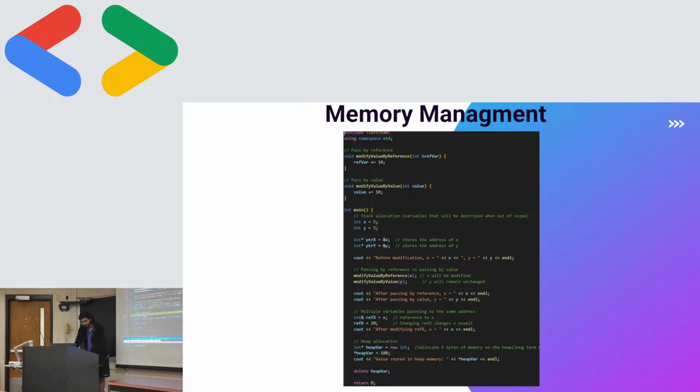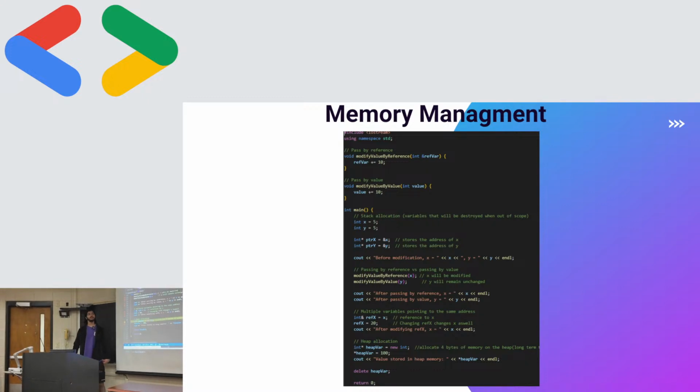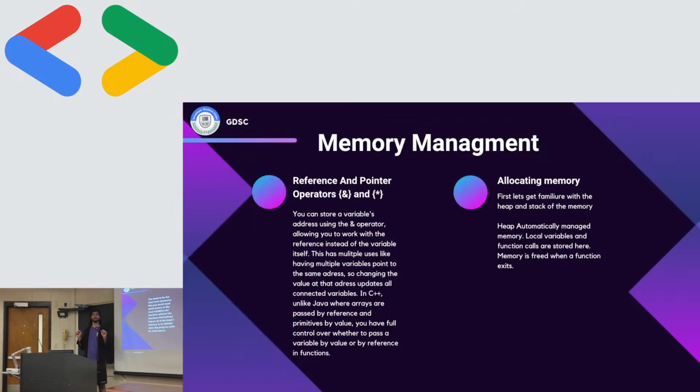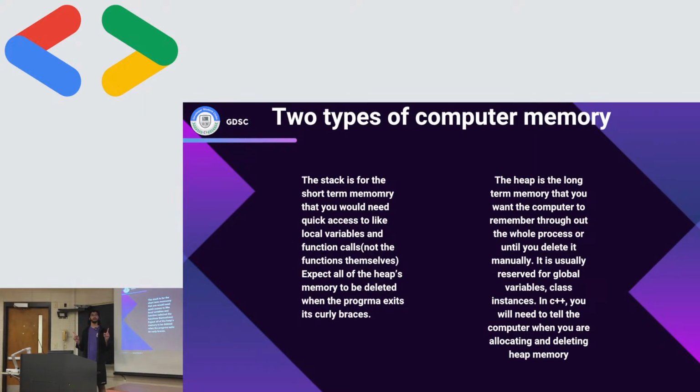And let's talk more about heap allocation. So we have pointers, and we have another thing: heap allocation. In order to understand what that is, we need to know what the heap is. Here's how I like to think of it. There's two types of memory in a computer. We have the fast memory, which is the stack, and we have the long-term memory, which is the heap.